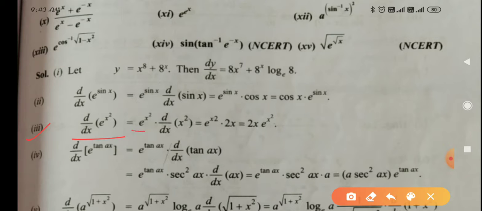E to the power x differentiation is e to the power x, in multiplication d upon dx of x square will come. Just before I told you x square differentiation is 2x. So 2x e to the power x square will be the final differentiation.